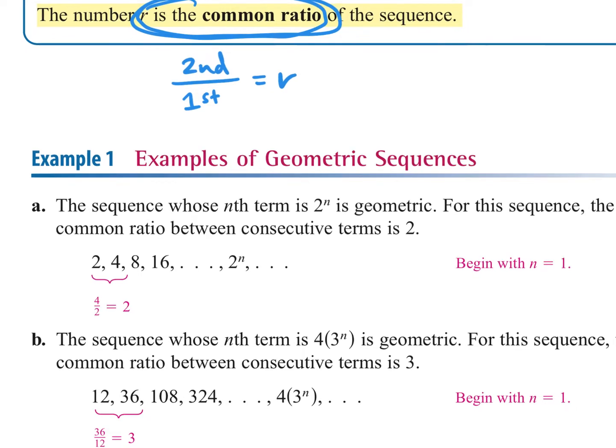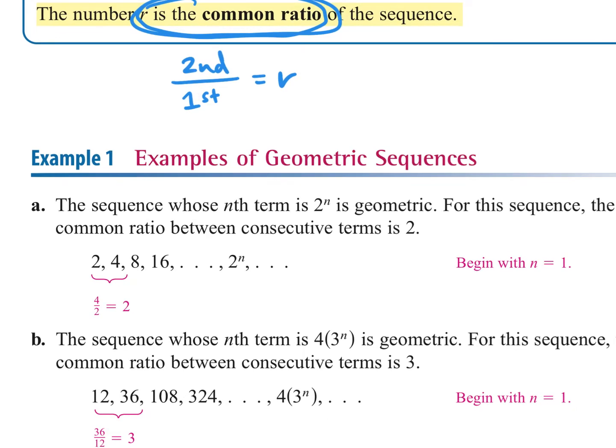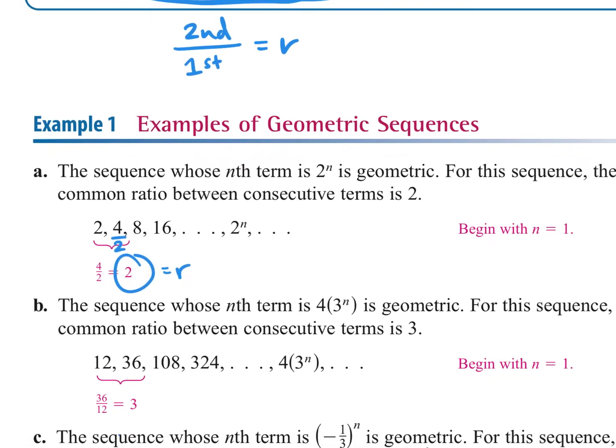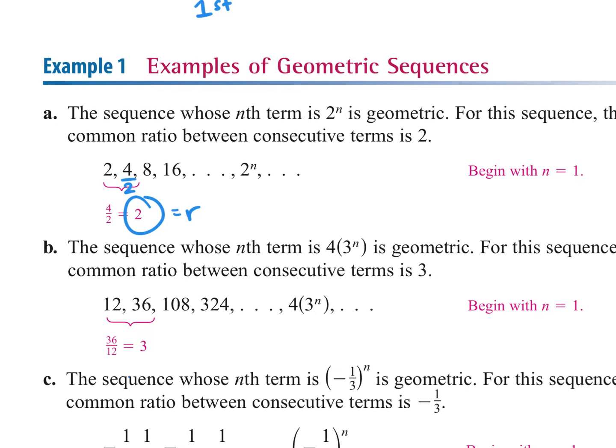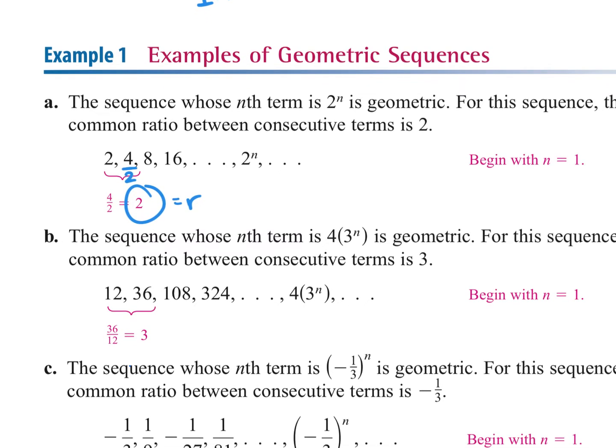So looking at example 1, these examples are done for us. They kind of just show us what to do. So to find the common ratio, we can divide 4 by 2, and that gives us 2. So our R is 2. It doesn't have to be the first term divided by the second, it could be any term divided by the one right before it. So in B, if I did 324 divided by 108, this gives me 3. So my common ratio would be 3.